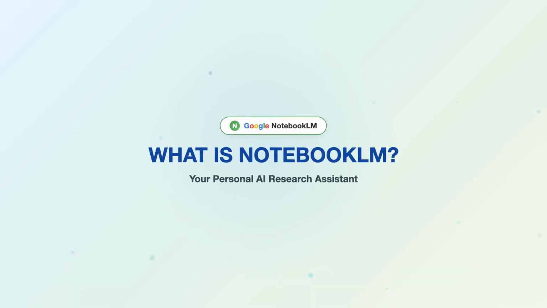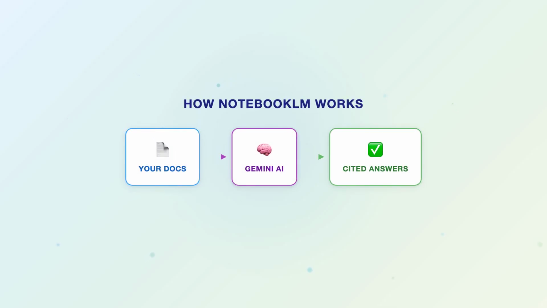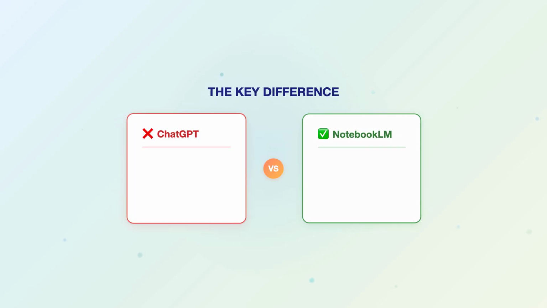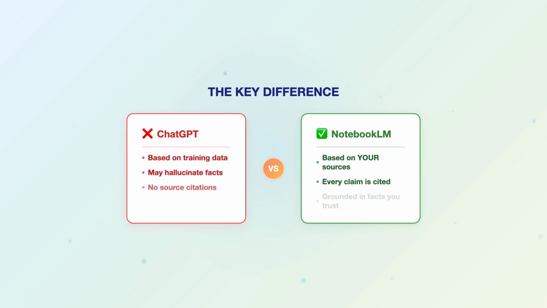So, what exactly is NotebookLM? Think of it as your personal AI research assistant. But unlike ChatGPT or Claude, it doesn't hallucinate. Here's why. NotebookLM uses something called Retrieval Augmented Generation or RAG. You upload your own documents, PDFs, Google Docs, YouTube videos, even handwritten notes, and the AI becomes an expert on your sources only. Every answer comes with inline citations that link back to the exact paragraph in your documents.